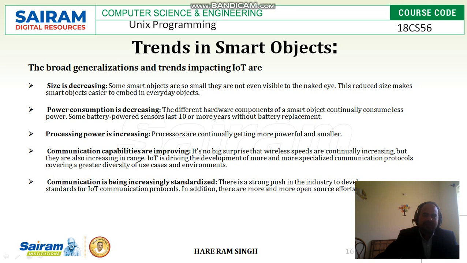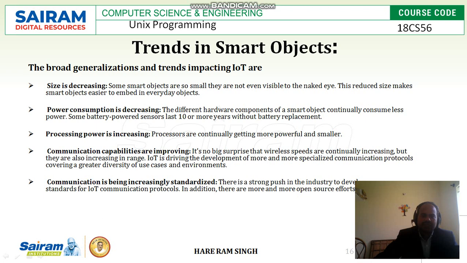Next, communication capabilities are improving. It's no big surprise that wireless speeds are continually increasing, but they are also increasing in range. IoT is driving the development of more and more specialized communication protocols covering a greater diversity of use cases and environments. Due to technology enhancement, communication capabilities of smart objects are also increasing.